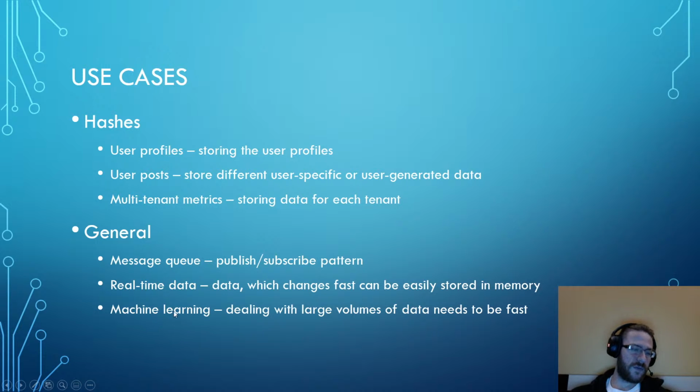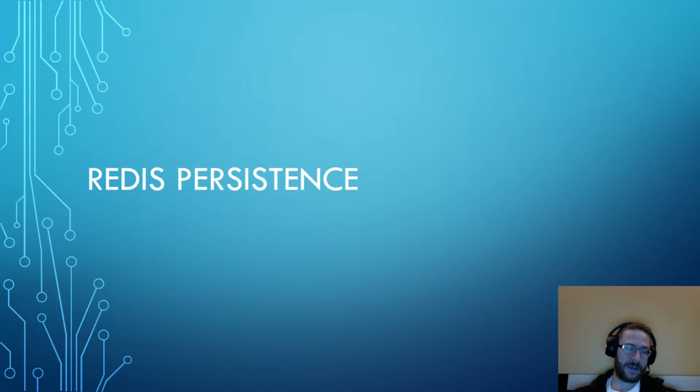We can use it for machine learning purposes because when we deal with large volumes of data, and that's typically the case with machine learning, these large volumes of data need to be processed fast, and when we use Redis it will be super fast. So Redis is good for machine learning.